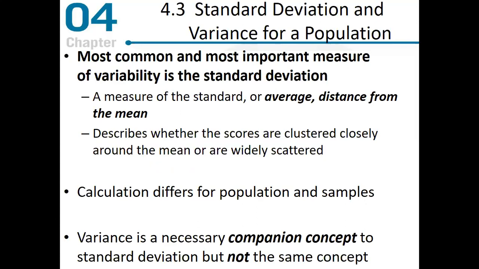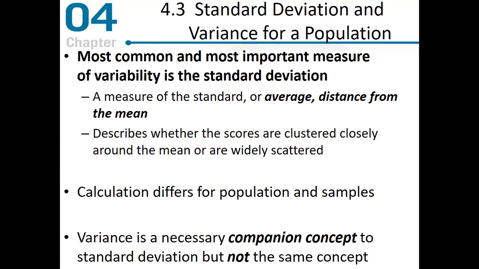The standard deviation is the most common and most important measure of variability. What is the standard deviation? Well, it's the standard or average distance from the mean. It's going to give us a description of whether the scores are clustered closely together around the mean or whether they're more widely scattered out.